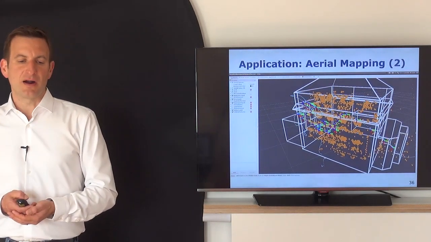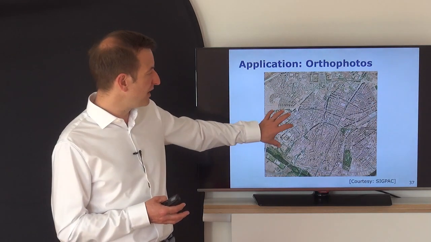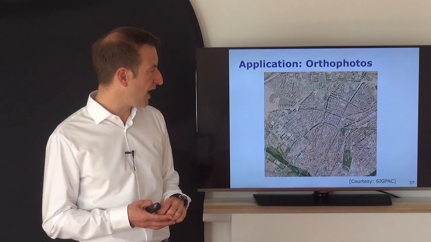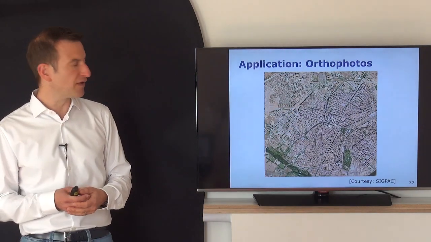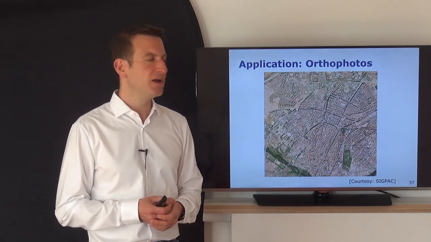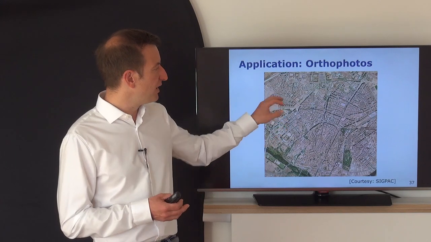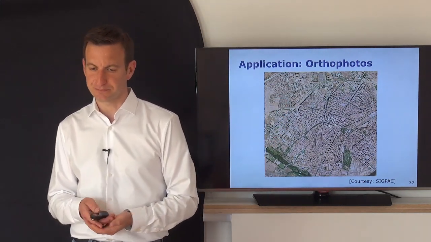Other examples are orthophotos, something I explained before. So this, what you see here, is an image. It looks like an image taken from very, very high above, which is corrected in a certain way so that we can actually perform measurements inside those images. And this is something that we also use here in photogrammetry a lot to make those corrections to images in order to build maps from aerial data.